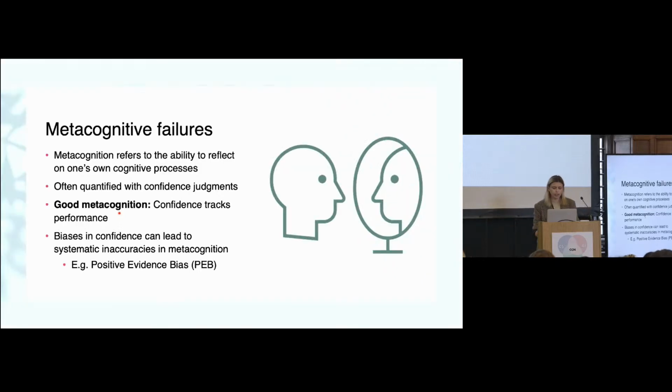So my project belongs to the field of metacognition, which investigates how we reflect on our cognitive processes. And it's often quantified by judgments of confidence in perception, memories, or decisions. So good metacognitive abilities are associated with confidence accurately tracking changes in performance. However, certain cognitive biases may lead to systematic inaccuracies in metacognition, and one of them is the positive evidence bias that I'm going to talk about today.